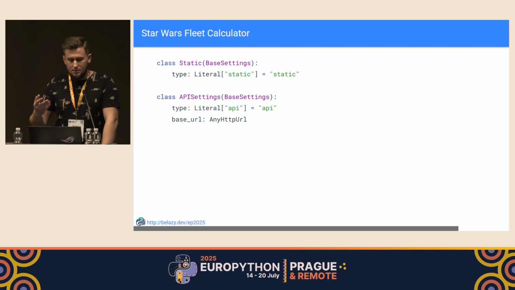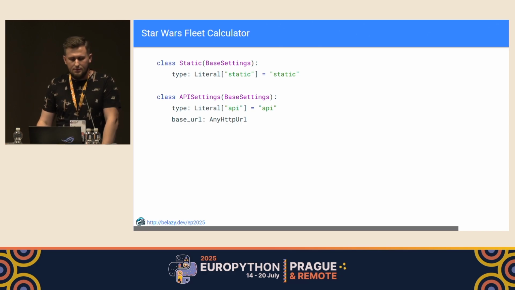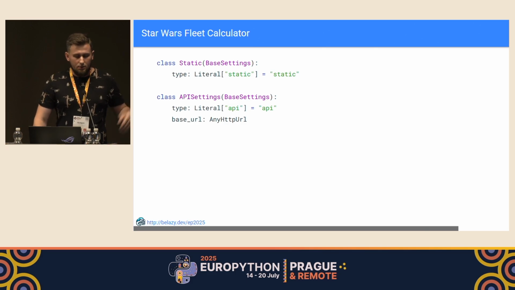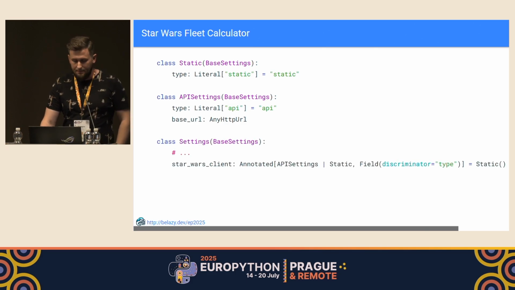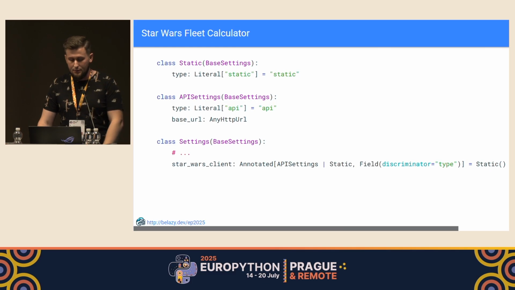How? Well, let's describe the configuration. We have the static configuration that we are currently using, and it is only one thing, but we want to have also API settings that have some base URL, and all the types are here like previously. And we have in our main settings a client that is annotated, and right now we have a default value after the equal sign that is a static configuration.